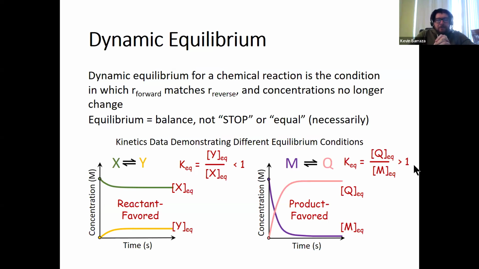But there are a lot of reactions that are reversible. And we'll deal with a lot of those. Acid-base reactions are reversible, for example. We'll talk about those.